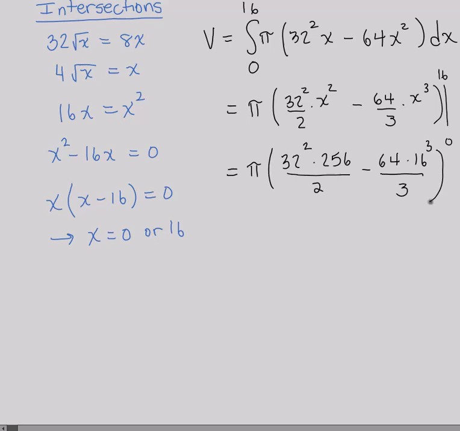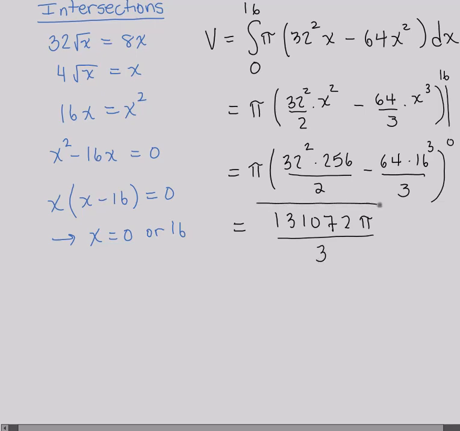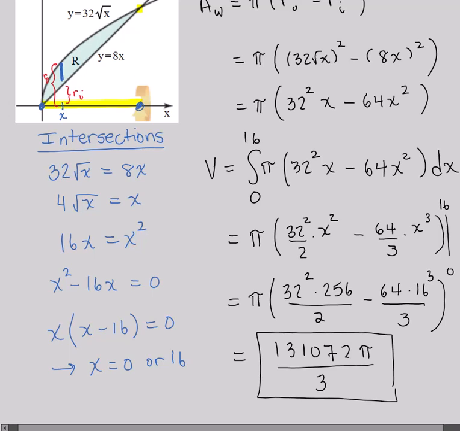Let's see if we can combine some of this and simplify it. With a little bit of arithmetic here, we will end up with the following. So that will be our final answer after a little bit of arithmetic there. That will be the volume of the solid that is created by rotating that region around the x-axis.